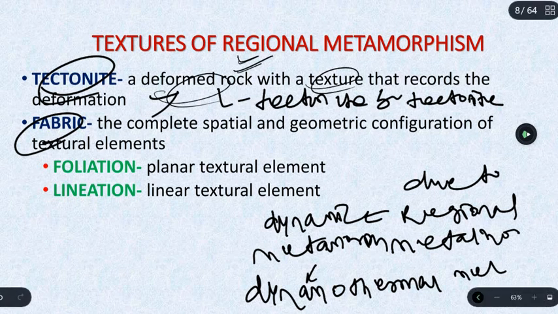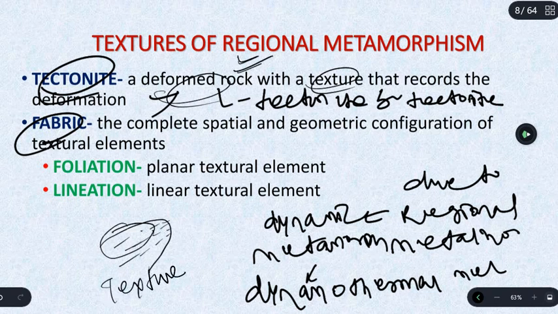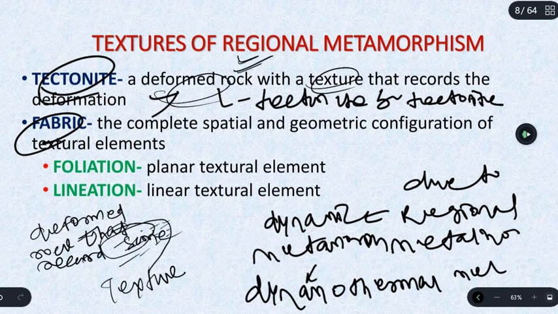Clear? Suppose there is a rock body, and when it gets deformed, some texture is imprinted, or some inclusions may happen, right? Due to the deformation, some texture develops, and from this texture we interpret the stress condition. That is called the tectonite. Clear or any doubt? So simply it is a deformed rock that records some texture from which we interpret stress condition.